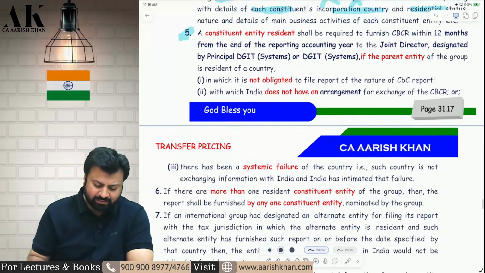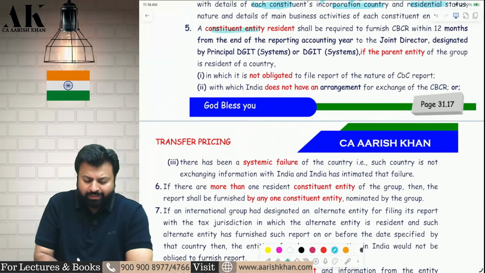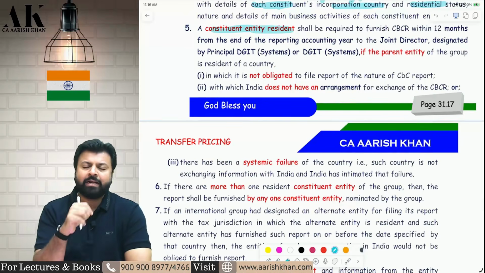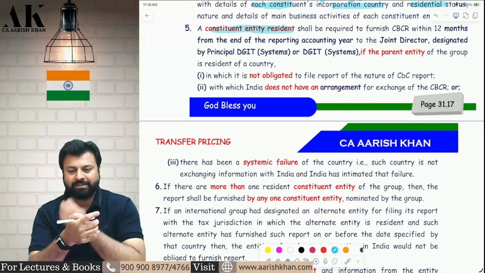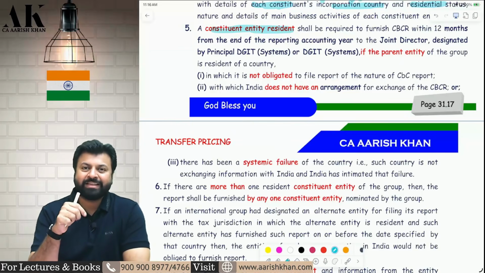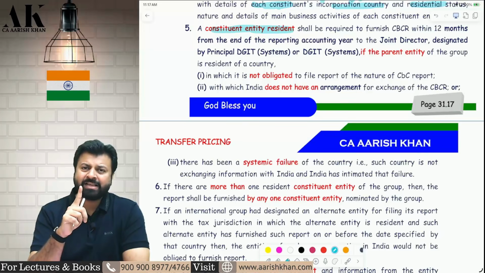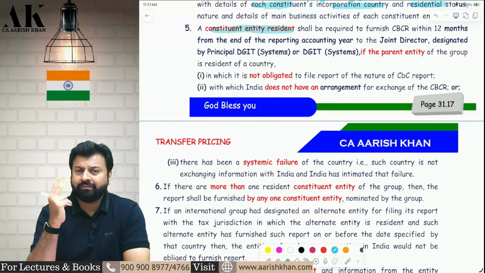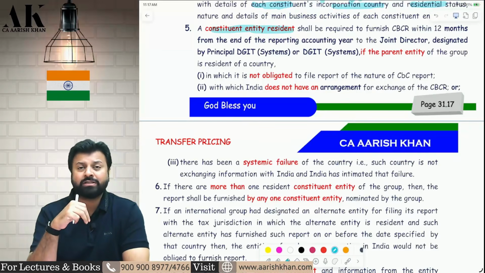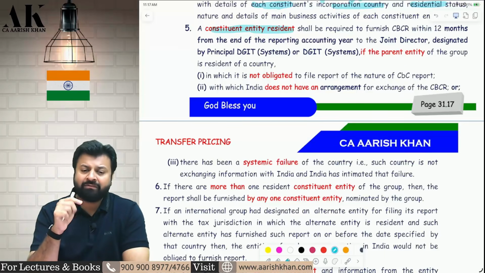In these 3 cases, the CBDT says in this particular subsection that Sony India, the constituent entity resident in India, will file the CBCR. Sony India has to file the CBCR. In 3 cases, Sony India will file CBCR. In 3 cases, Samsung India will file CBCR. Which 3 cases? Again, I am saying, if there is no concept of CBCR in foreign country, or if there is no agreement between both the nations, or agreement is there but the other country is doing systemic failure, in these 3 cases, the constituent Indian entity resident in India will file CBCR.